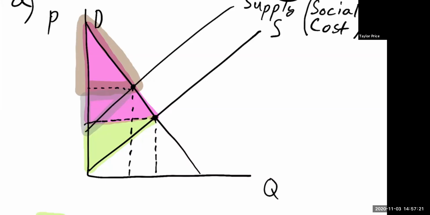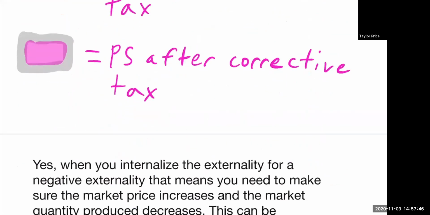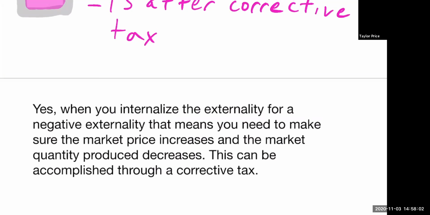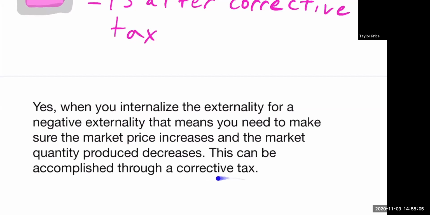So if the negative externality is not rectified, what happens is you have too much quantity produced and too little price. So that is why it's always really important that the government has some sort of tax or some way to negate the negative externality. And so just to reiterate, when you are internalizing the externality, that means you need to make sure that the market price is increased and the quantity produced is decreased. And one of the ways to do this is through a corrective tax. And this is one of the most common ways to rectify a negative externality.